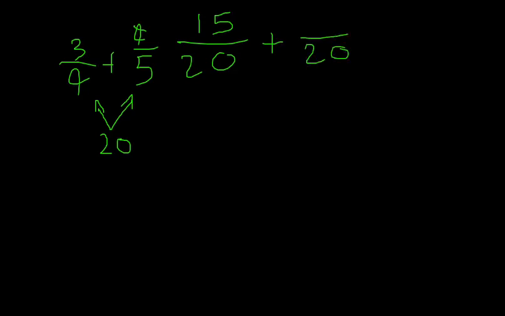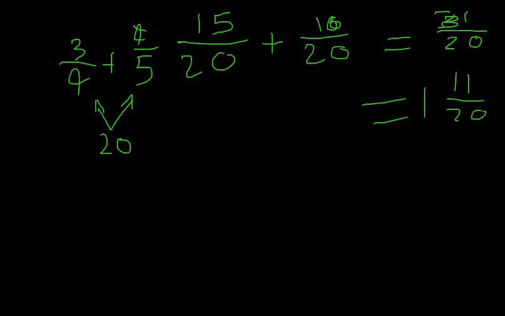This one needs to be multiplied by 4. 4 times 4 is 16. So now we can add that up normally, which is going to be equal to 31 over 20. Which can then be simplified down to 1 and 11 over 20. Okay?